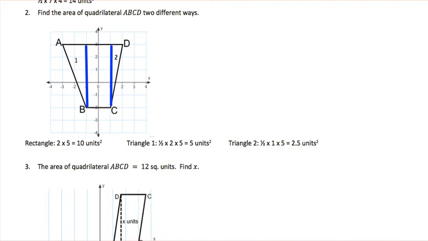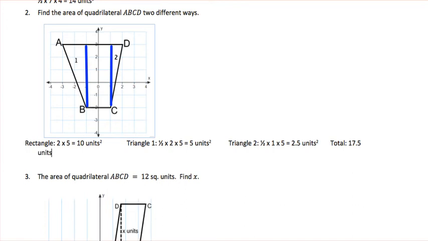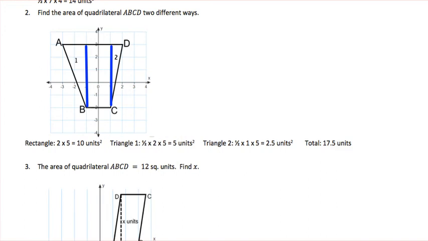And then finally, in order to find the total for this trapezoid, we would add all three together, and our total would be 17.5 square units. Just want to fit it on here. So this is our first method.